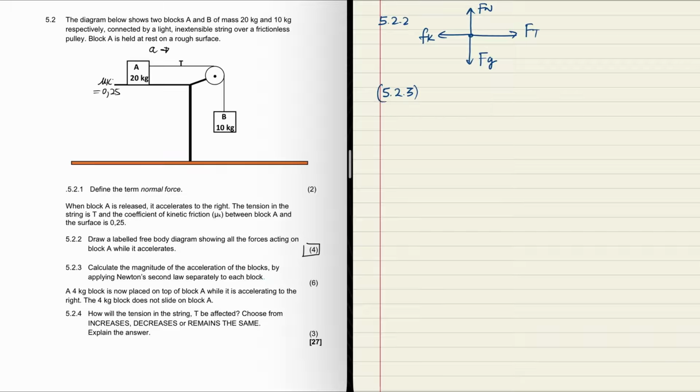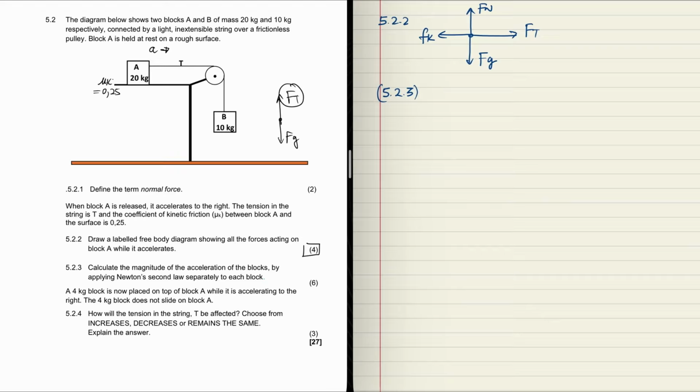Question 5.2.3. Calculate the magnitude of the acceleration of the blocks by applying Newton's second law separately to each block. Now for block B, the forces that are acting on it are going to be the force of gravity and tension. Now the tension force that's acting on A is going to be the same as the tension force acting on B. So that's going to be our link. That's what we're going to use to join the two to work out the acceleration.